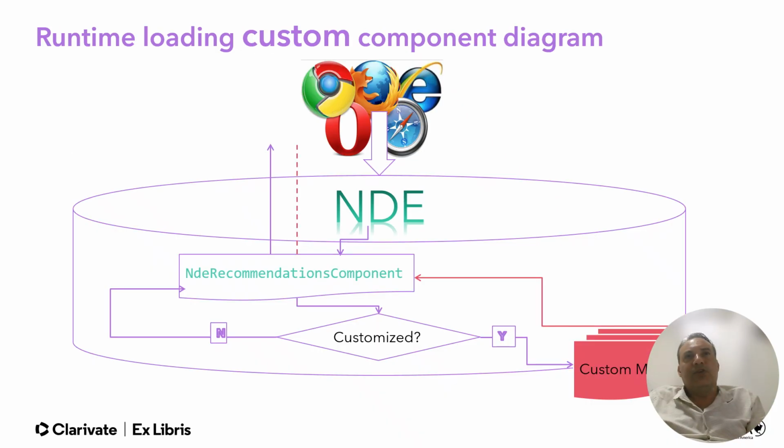This is an illustration of what happens behind the scenes. When there is a request for an NDE component, the first thing we ask is whether it is customized. If it is, we fetch it from the custom module, convert it to a web component, and bring it back to the browser. Otherwise, we retrieve the original component into the browser.